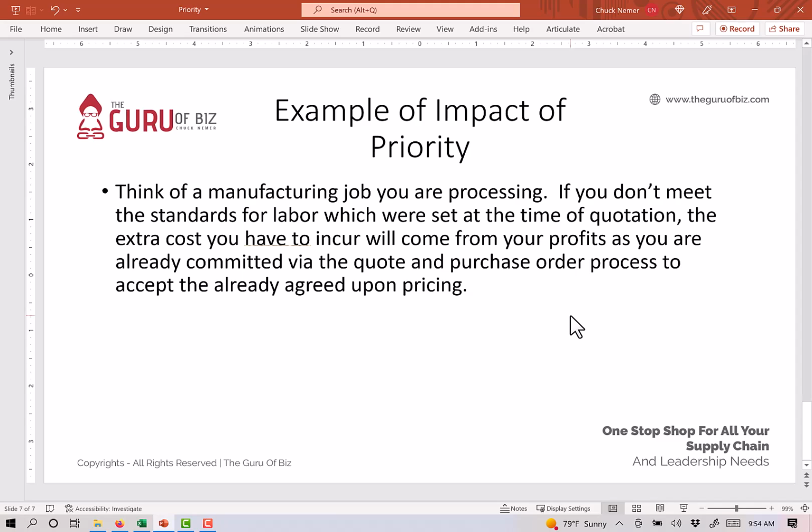As an example, think of the manufacturing job you're processing. If you don't meet the standards for labor, which were set at the time of the quote, the extra costs you incur come from your profit as you've already committed via the quote and purchase order process to accept the already agreed upon pricing. Again, that extra cost you incur because you're not managing your priorities properly is on you, not the customer.